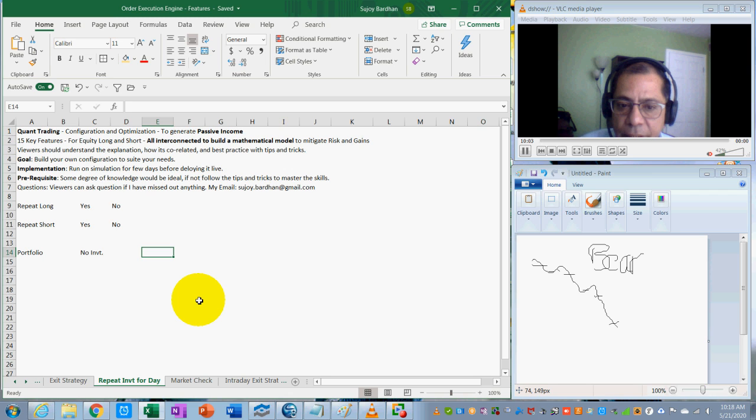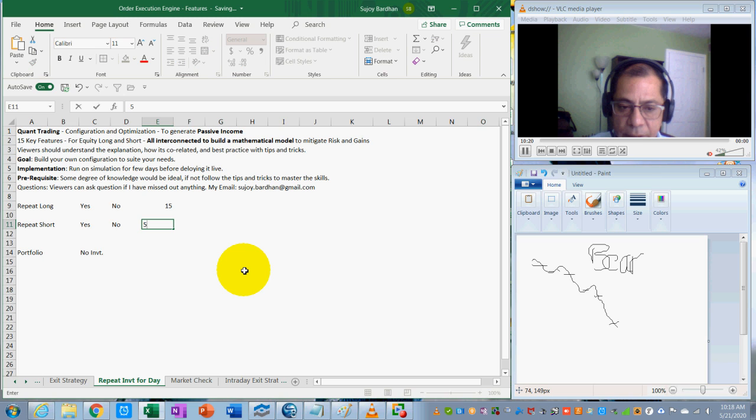So having said that, if you can have a repeat long, repeat short, you can probably limit that. Say you want to do, say, 15 longs in a day. This is a day count. And maybe if it is a very bear market, you might say that, okay, I want to do 50 shorts. If it is really a bear market like the way we had a few months back during the coronavirus, maybe you might say that I don't want to repeat long.